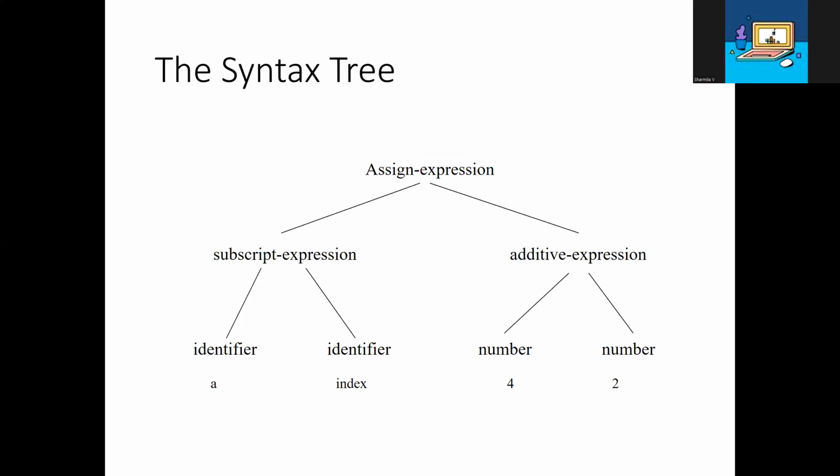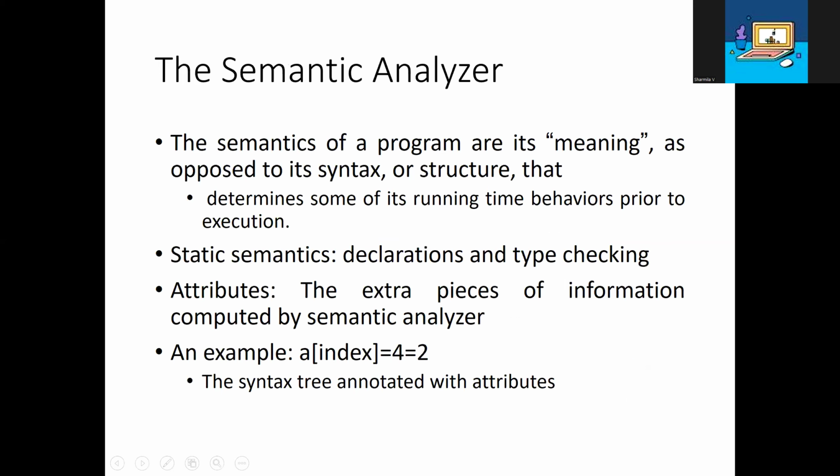Next, with the syntax analyzer, we are drawing a syntax tree. How to draw a syntax tree? Same: A equal to index of, where A is an identifier, index is an identifier, 4 is a number, and 2 is a number. This is the syntax tree drawn for the given particular line.